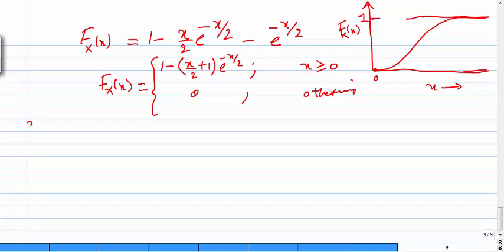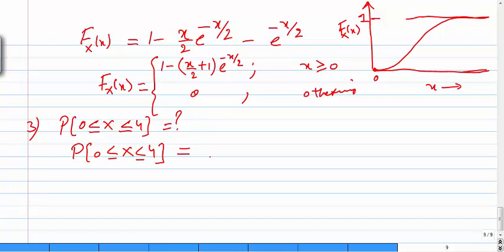Now the third part of the quiz is that you have to find the probability that 0 is less than capital X is less than or equal to 4. So this is the third part. So how do we go about it? We can easily write using the formula, probability of 0 less than X less than or equal to 4 is equal to F_X(4) minus F_X(0). So that becomes 1 minus e to the power minus 3 power 2.